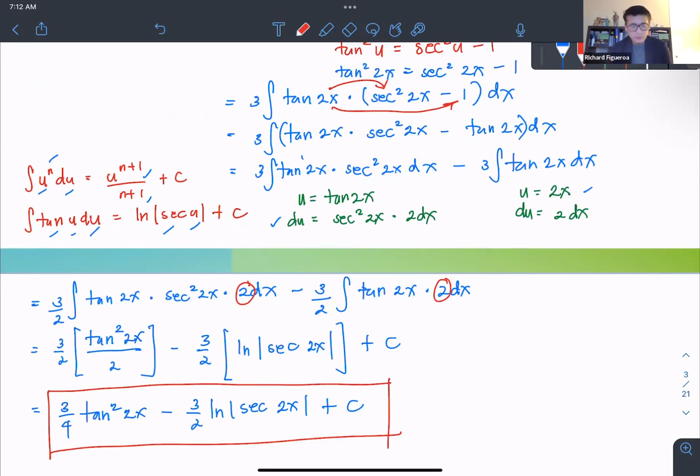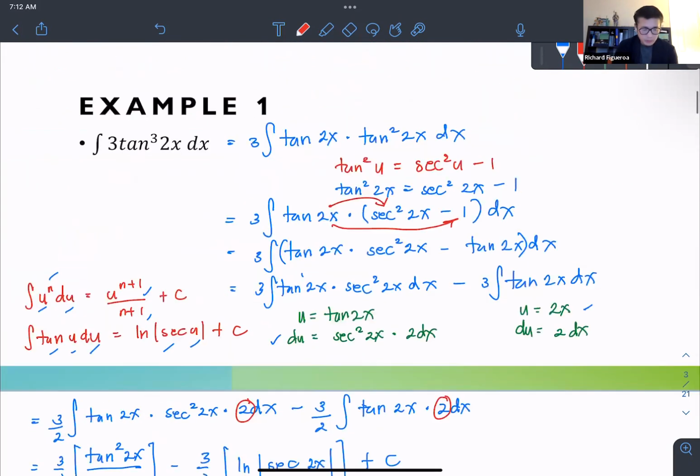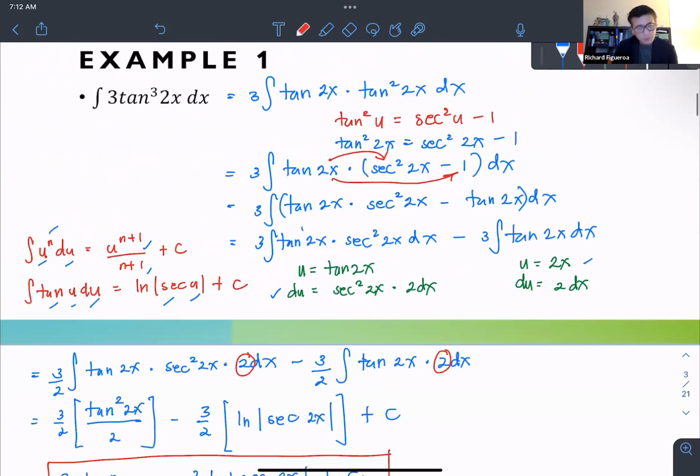Okay, so for tangent only, with an exponent that is odd.